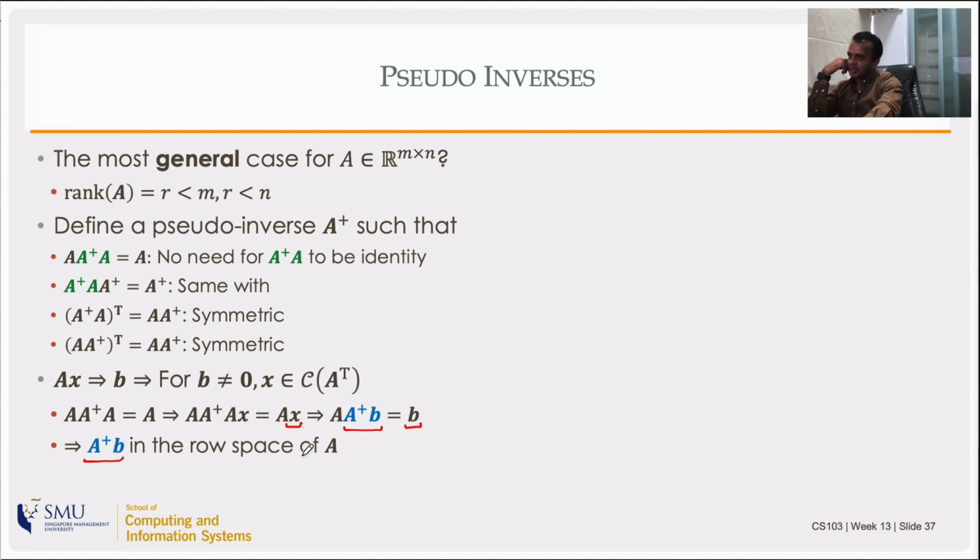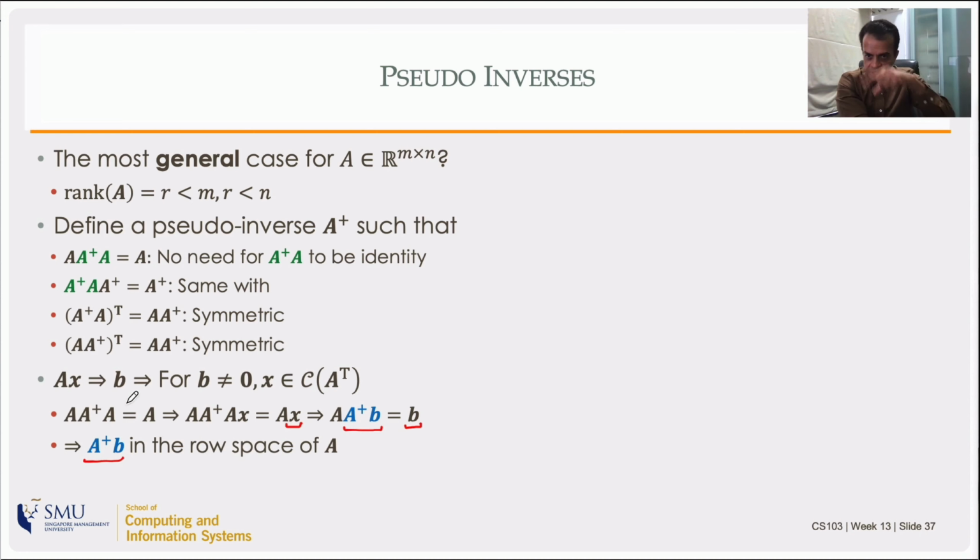So A plus is actually a mapping from the column space. Remember, B is in the column space and A plus B is in the row space. So it's a mapping. It takes B in the column space and gives you something in the row space. What it is doing is actually inverting the transformation AX equal to B, but specifically within the row space and the column space. Everything in the row space goes to the column space in a one-to-one onto fashion.